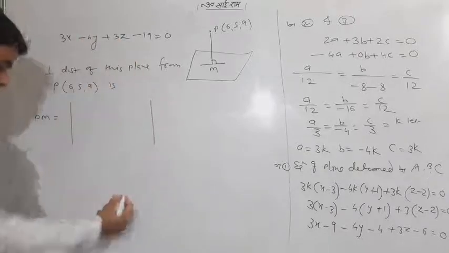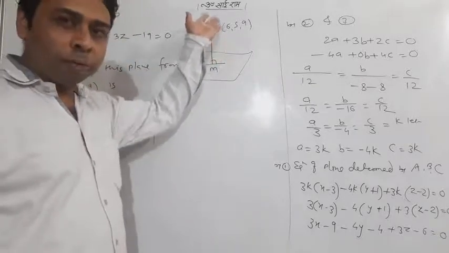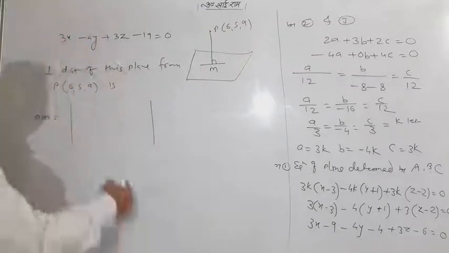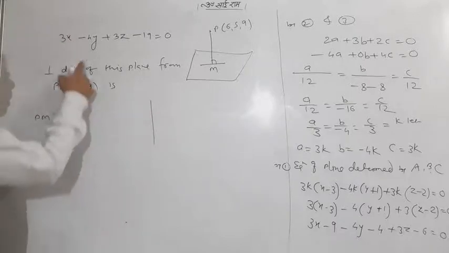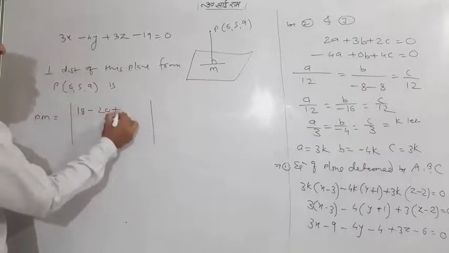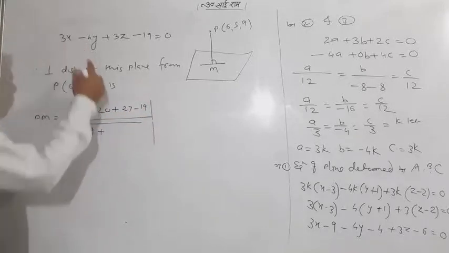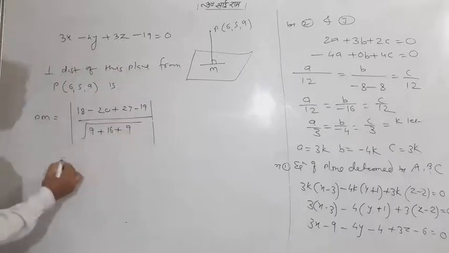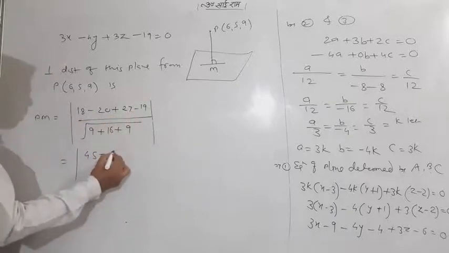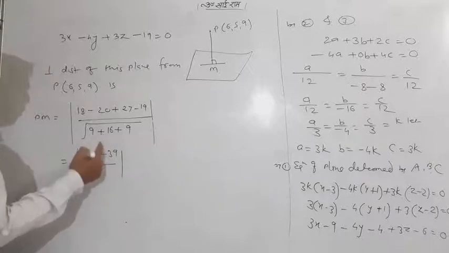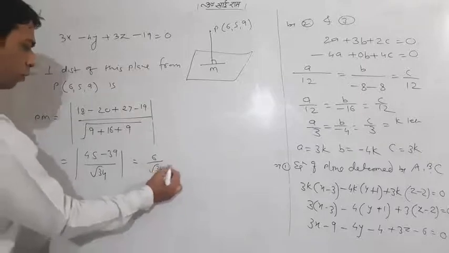You remember the perpendicular distance of a plane from a point, we read it recently in this lecture. So 6 will be put here in the place of x. 6 3s are 18, 5 4s are 20, 9 3s are 27, minus 19, upon the square root of coefficient of x squared, coefficient of y squared, and coefficient of z squared. Lastly we can give the answer: these will be 45, these will be 39 upon 34, and this will be 6 upon 34. So this is the answer.